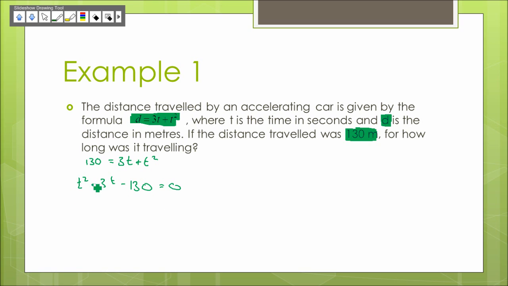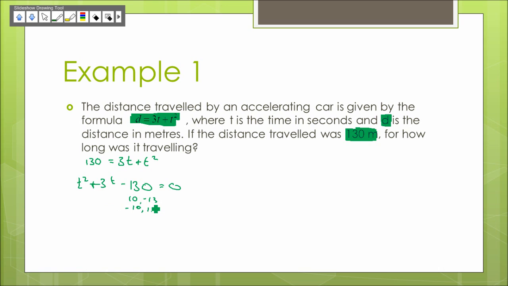Now that I've got my quadratic equation, I can try and factorize it. By trying to factorize it, remember I'm looking for factors of negative 130 that add together to give me 3. Now the most obvious one that I'm thinking of right now is 10 and minus 13. Or, if we flip the negatives, minus 10 and positive 13. Now let's see if either of them add together to give me positive 3.